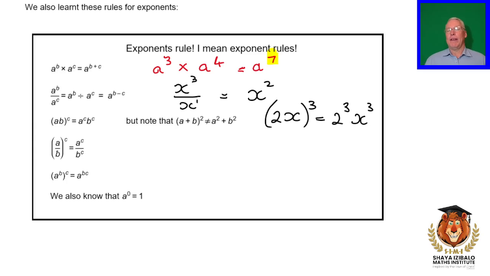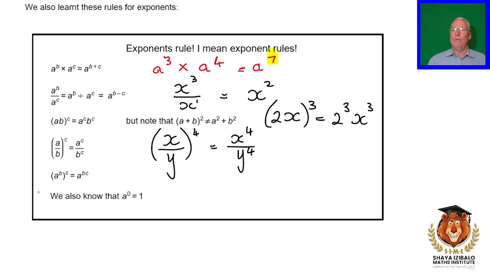Okay, same with what we call a quotient, a fraction. If we've got a fraction raised to a power, both the numerator and the denominator get that power. So for example, if we had x over y to the power of 4, the x would be raised to the power of 4, so would the y be raised to the power of 4.